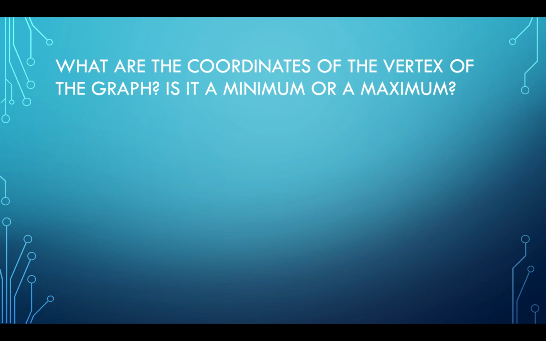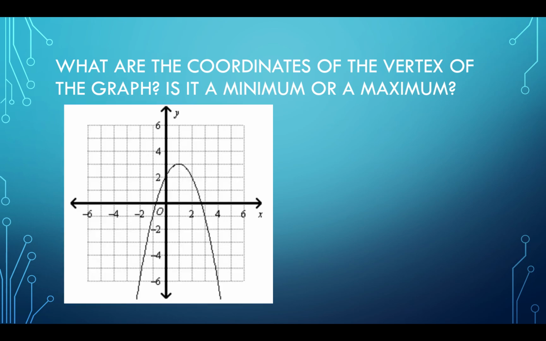Once again, what are the coordinates of the vertex of the graph? Is it a minimum or a maximum? So we have this one here. So min or max? It's a maximum. Why? Because it's the highest point, or also because it's opening downward.